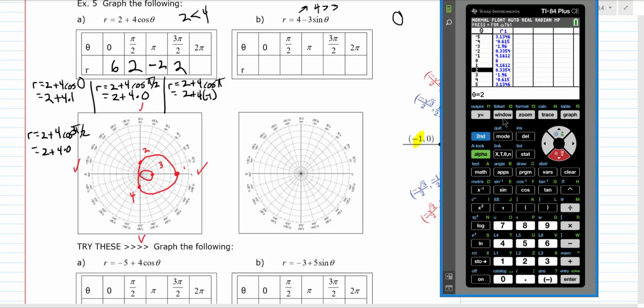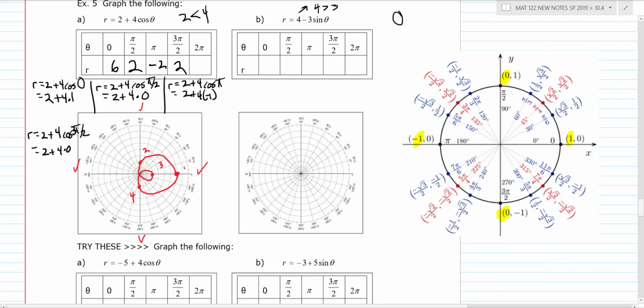You can even set up your window in a certain way, and I'm going to show you that in a few minutes anyway. Okay, so let's do the one that has a sine in it. And that one I think I said backwards. Since the 2 is less than 4, that's why that one has an inner loop. The next one will not have an inner loop.